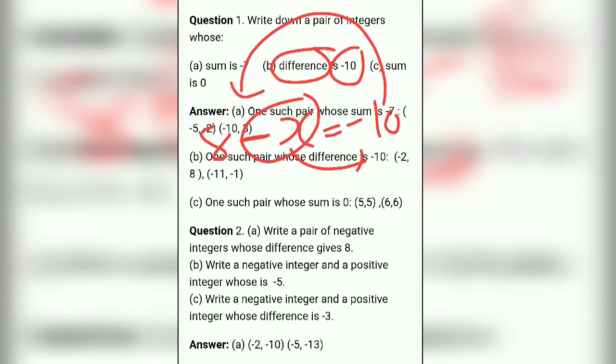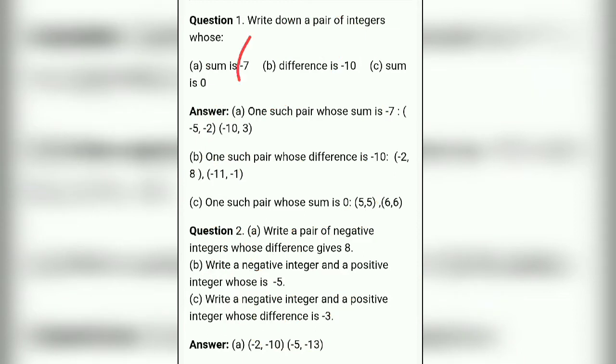So what we need to do is transfer this -x to the right hand side and -10 to the left hand side. First of all, on the left hand side we have 8. If we transfer -10 to the left hand side, it becomes +10. And if we transfer this -x to the right hand side, it becomes +x. So x is equal to 10 plus 8, that means 18. This is our second number. So our first pair is 8 and 18. The difference of these two numbers is -10, right?